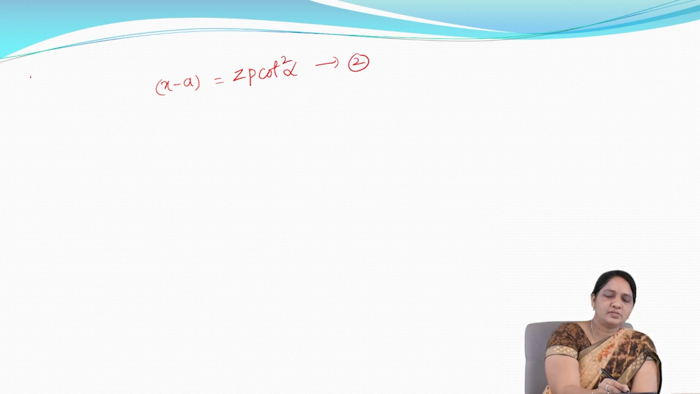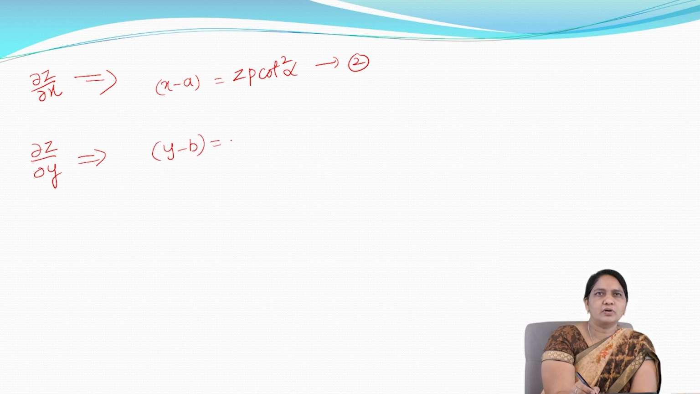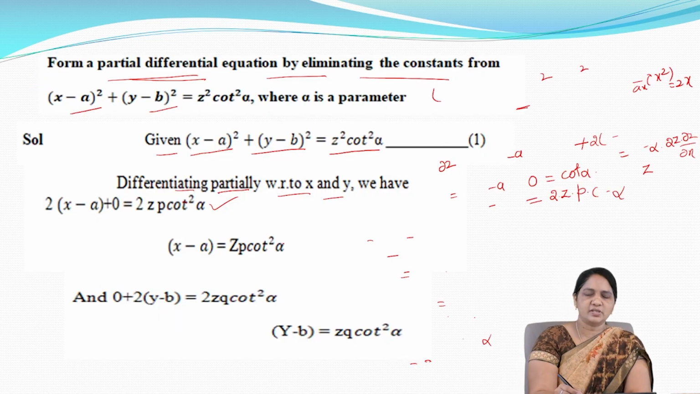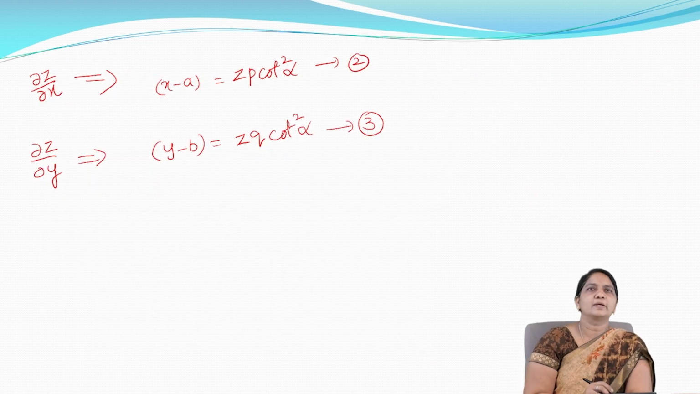And this is when I am doing with respect to x, that is dou z by dou x, then I got this equation. If I am doing partial differentiation with respect to y, I got y minus b equal to zq into cot square alpha. I am treating this equation as equation 3. We can observe here x minus a equal to zp into cot square alpha, y minus b equal to zq into cot square alpha.